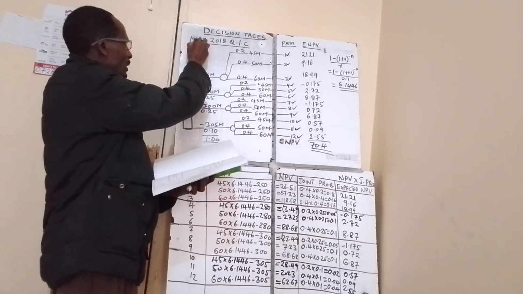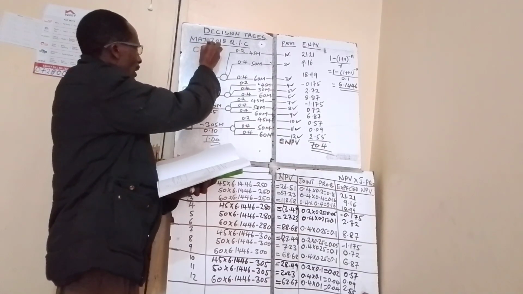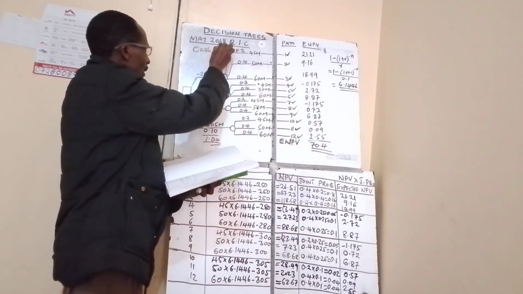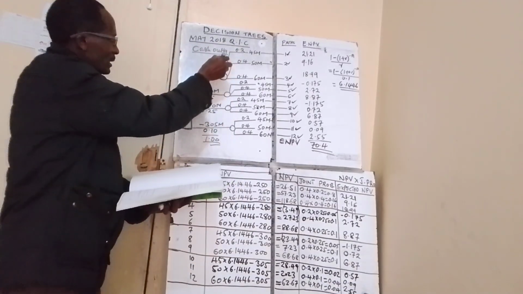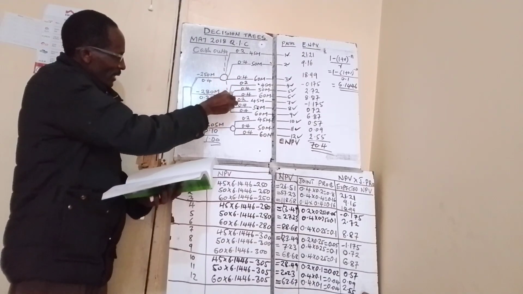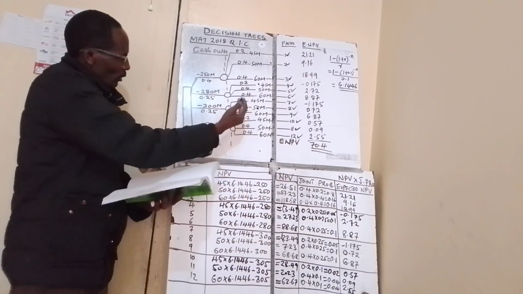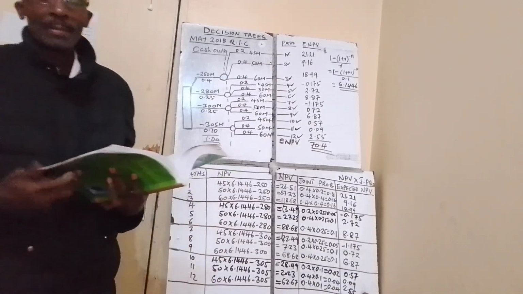So this is to do with cash outlay. It's important to know that. This part, you can see that part there. This part is to do with initial cash outlay.